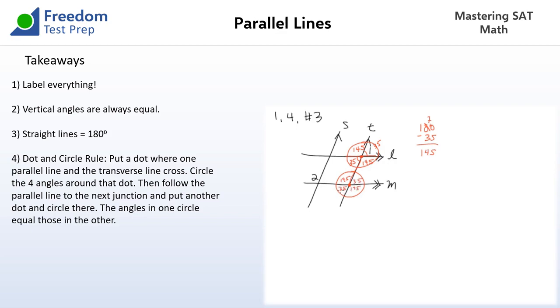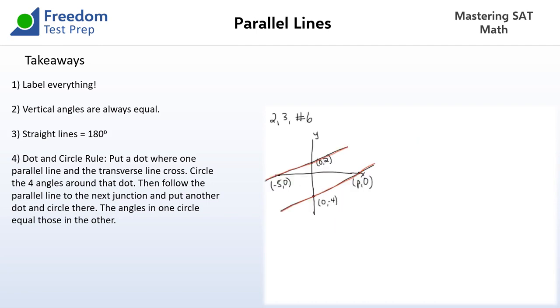Now I can continue that because these two, S and T, are also parallel. So line M is like the transverse of those two. So I can just keep going to the left and dot and circle these. And we can see that angle 2 is going to also equal 145 degrees because it's in this same quadrant here. Okay, so that's the dot and circle rule. I like that rule. It's definitely good to know.